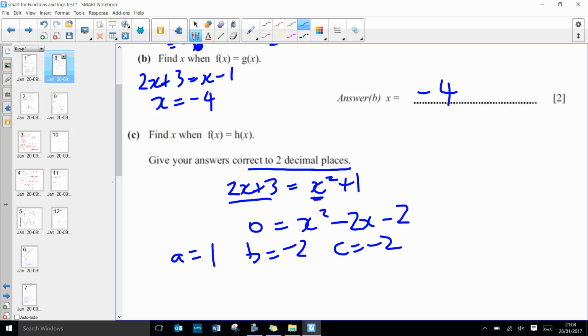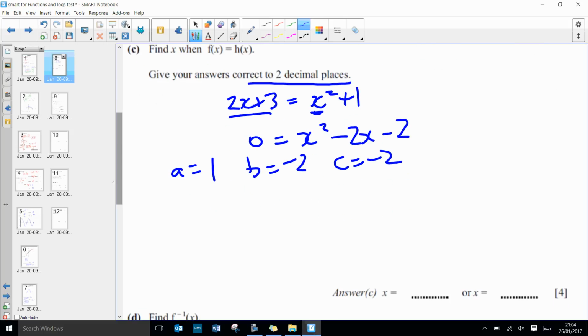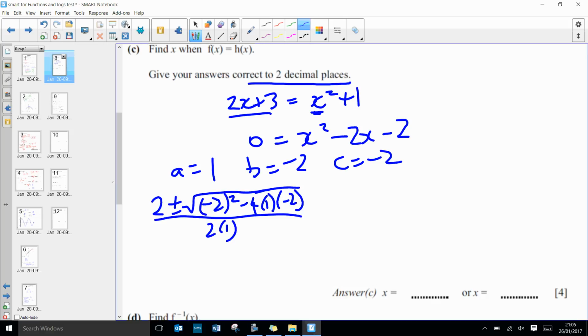I did say, always a good idea to show the formula even though you're using your calculator to work it out. So we would have minus b, so that would make it +2, plus or minus the square root of -2 squared minus 4 times 1 times -2, over 2 times 1. You can leave it like that if you wanted to go ahead and work those, or keep going without the calculator using polysolve.